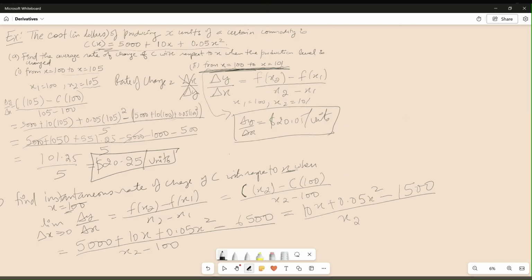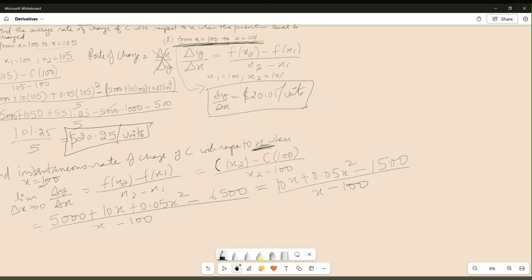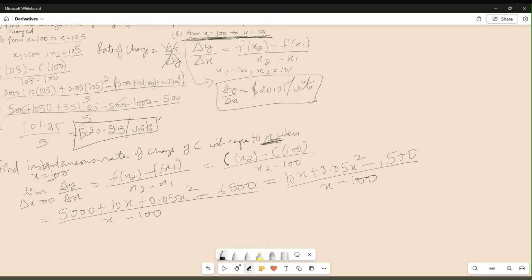Okay, see, I'm already making the common mistake. This is simply x, right? We are trying to find the instantaneous rate of change with respect to x when x is equal to 100. We don't have the value for this x2, so we are keeping it as x minus 100. Okay, let's see if we can simplify this further. So we can have this common somewhere here.